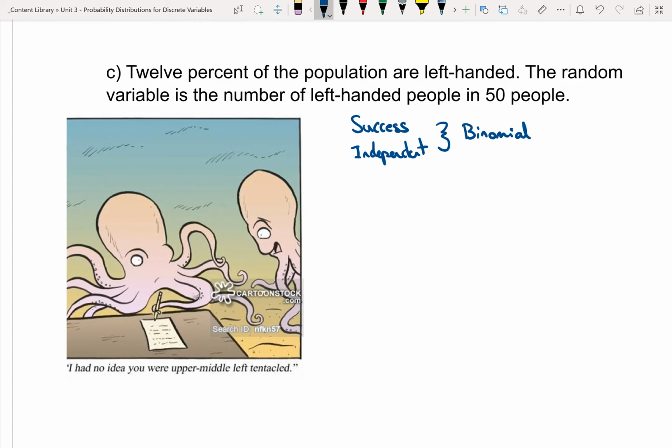And in this case, we would need our P, our Q, and our N. Our P value is the probability of success, which in this case is being left-handed, which would be 12%. Our Q would be then 1 minus 12%, or 100 minus 12%, which works out to 0.88. And the number of trials in here would be 50 for the 50 people.